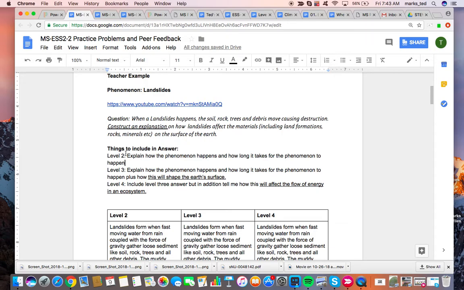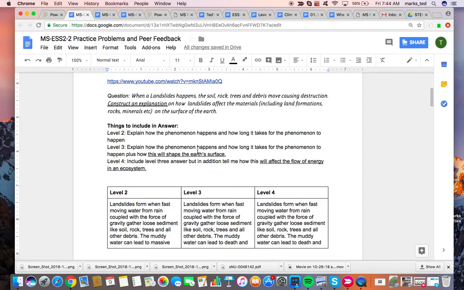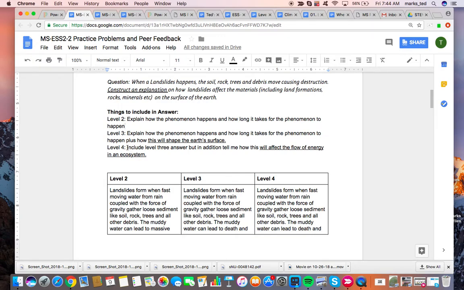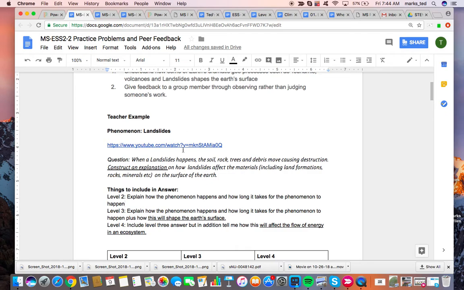That's all you need. In a level 3, you explain how the phenomenon happens, how long it takes the phenomenon to happen, plus how this will shape the Earth's surface. That is a level 3. A level 4 is include your level 3 answer, but explain how this will affect the flow of energy in an ecosystem or biome. Okay? So we're going to watch the video now, and then I'm going to show you 3 different answers. And we'll go through those answers in this video, okay? So here's the video.